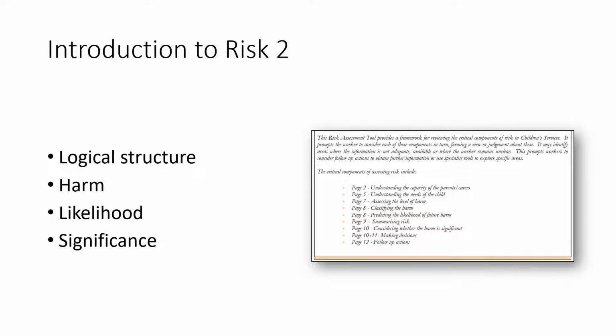Risk 2 is structured logically. It starts by looking at harm, considers whether harm is likely in the future, and then whether the harm is significant. There are 10 main sections in the Risk 2 template.